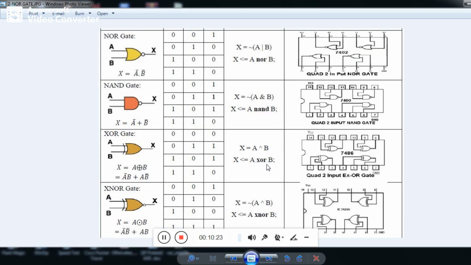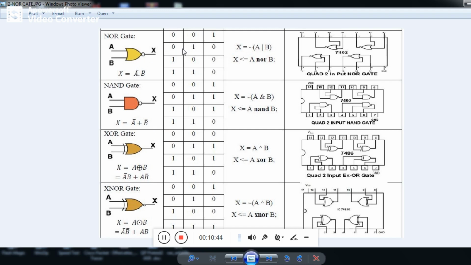So we have the universal gate. What is a universal gate? A universal gate is a gate by which you can derive all the basic gates like AND, OR, and NOT gate. The first one is the NOR gate. See, this is the symbol for the NOR gate.